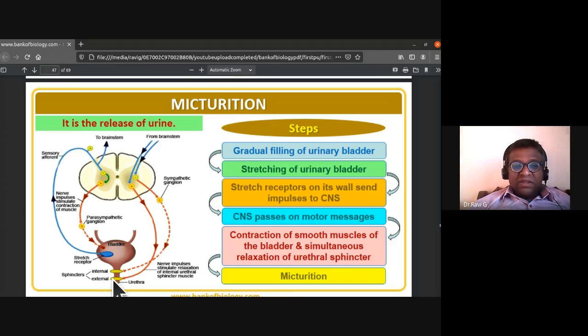There is an internal sphincter and an external sphincter. The simultaneous relaxation of the urethral sphincter helps in the release of urine, or the micturition process. So how does micturition take place? There is gradual filling of the urinary bladder and its stretching. The stretch receptors on its wall send an impulse to the central nervous system, which passes on a motor message, resulting in contraction of the smooth muscles of the bladder and simultaneous relaxation of the urethral sphincters, both internal and external. This results in micturition, or release of urine. These are the steps involved in the urination process.